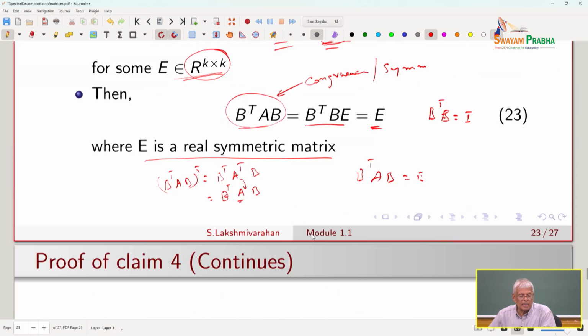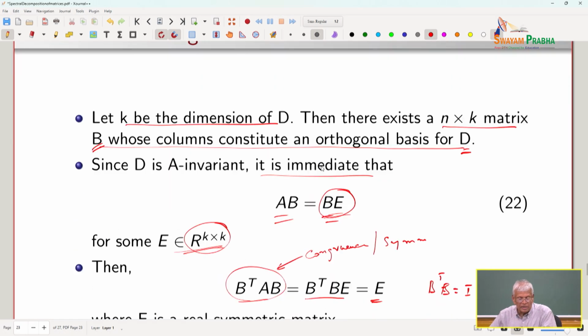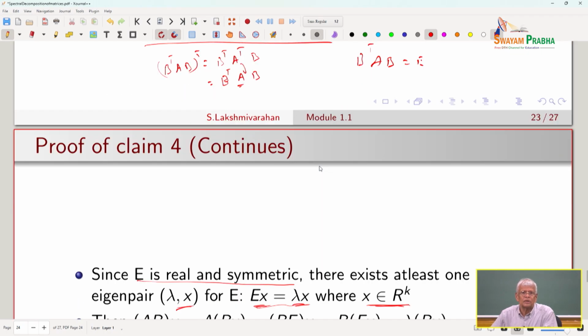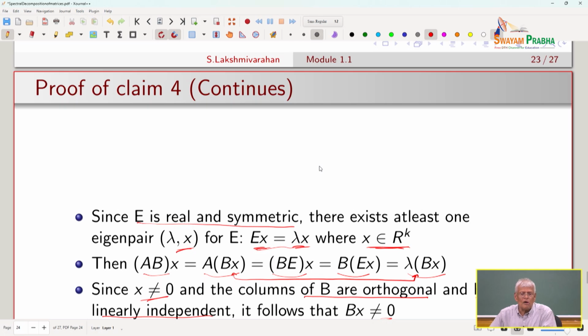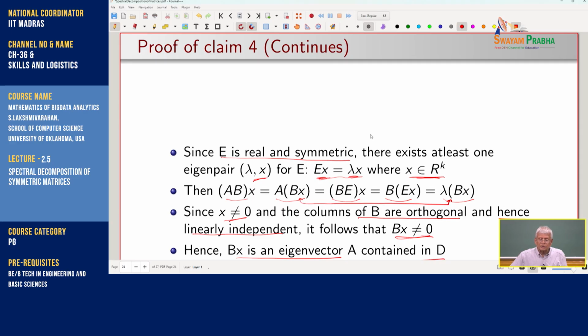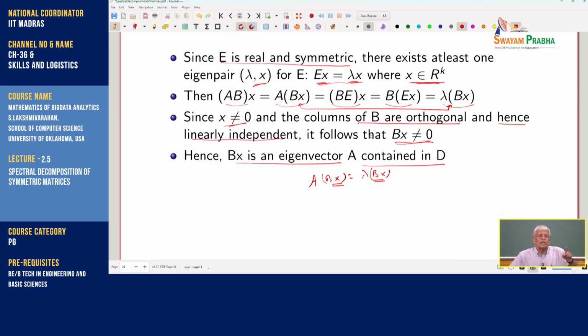So what is the claim? Let's go back to the claim. Every non-null A invariant subspace D of A must contain a real eigenvector. So D is an invariant subspace. B is the basis for the invariant subspace. The columns of B form the coordinate system for the invariant subspace D. So now we have shown that every invariant subspace must contain an eigenvector.